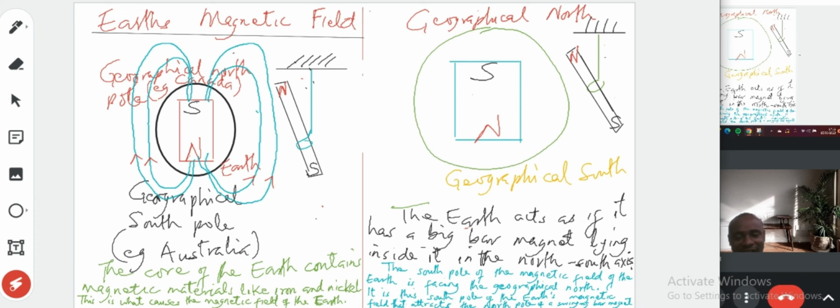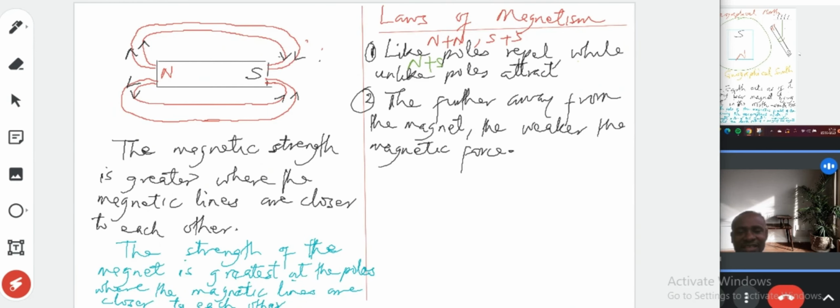So in the core of the earth, you have magnetic materials. In fact, the core of the earth contains iron and nickel, and it's in liquid form or some semi-liquid, and because of that, there's a magnetic field created around the earth itself. The earth itself has a magnetic field around it. As a matter of fact, the shape of the magnetic field of the earth is like the shape around a bar magnet. Go to page 2 of 20.